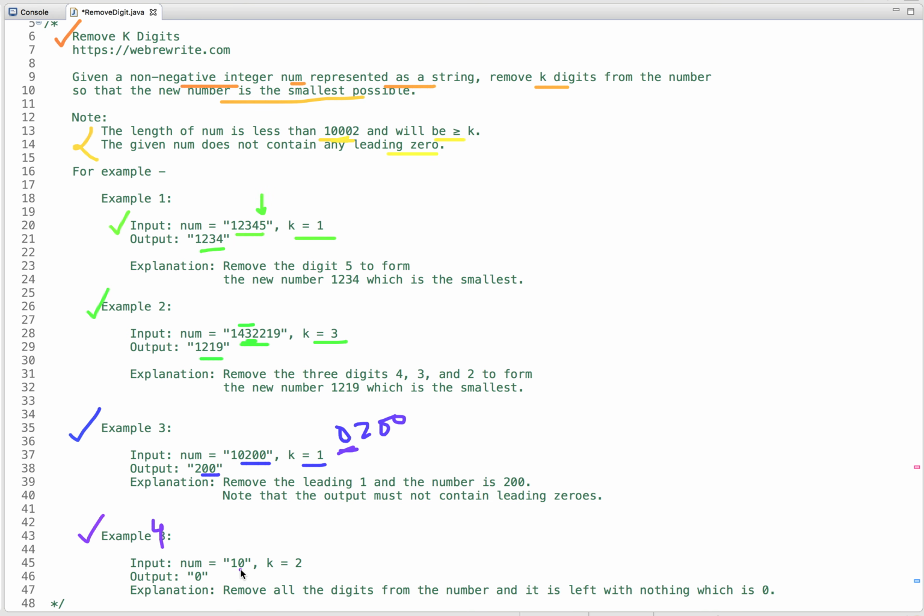In the fourth example, the input number is 10 and we have to remove two digits from this number. The length of this number is 2 and we have to remove two digits from it. So it is straightforward that we simply return 0. When we remove all the digits from this number, we are left with nothing, so we simply return 0. Now this is the problem statement, and now let's discuss how we can solve this problem efficiently.